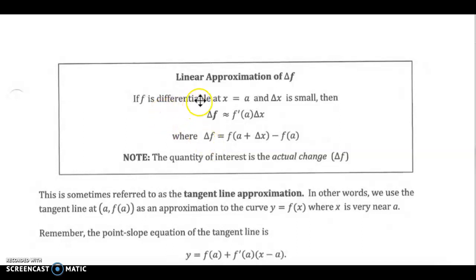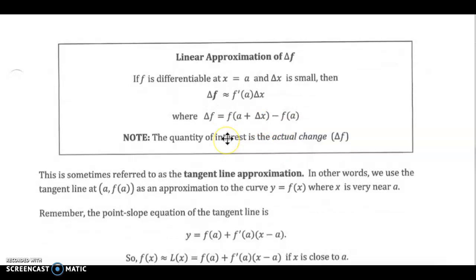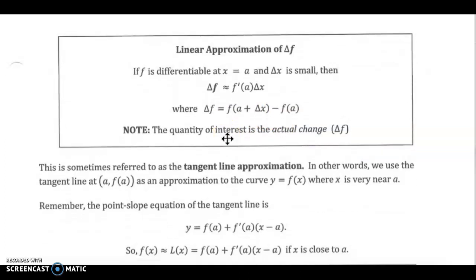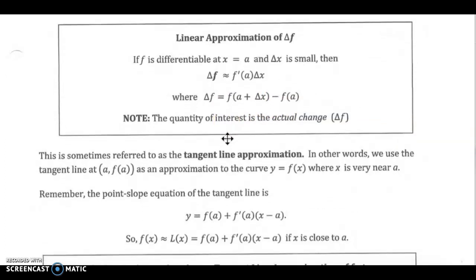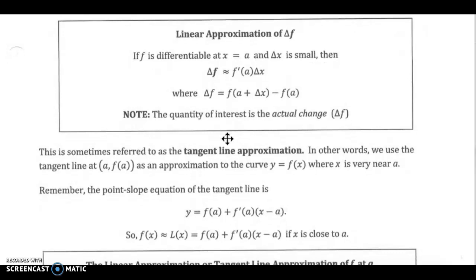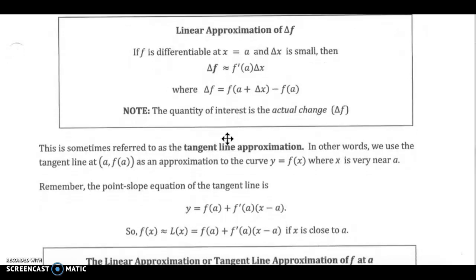So if f is differentiable at x equals a, meaning we can take the derivative of it, and delta x is small, then delta f is approximately f prime of a times delta x, where delta f equals f of a plus delta x minus f of a. So I know that is crazy. You guys are probably dying right now just listening to me say that. I know what you would be doing in class.